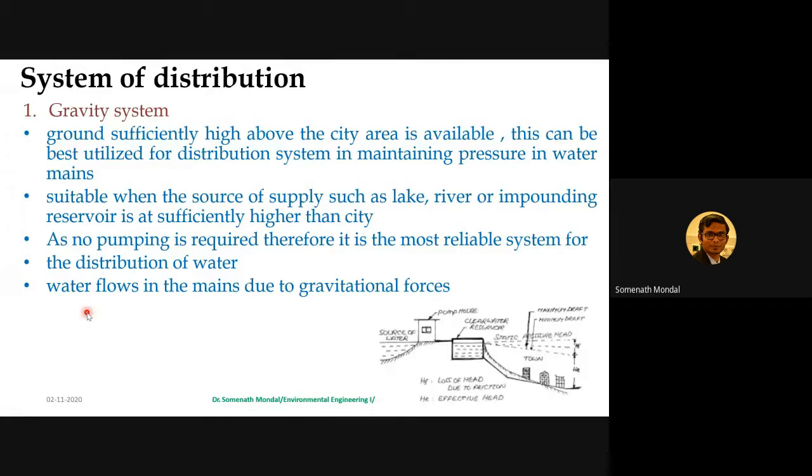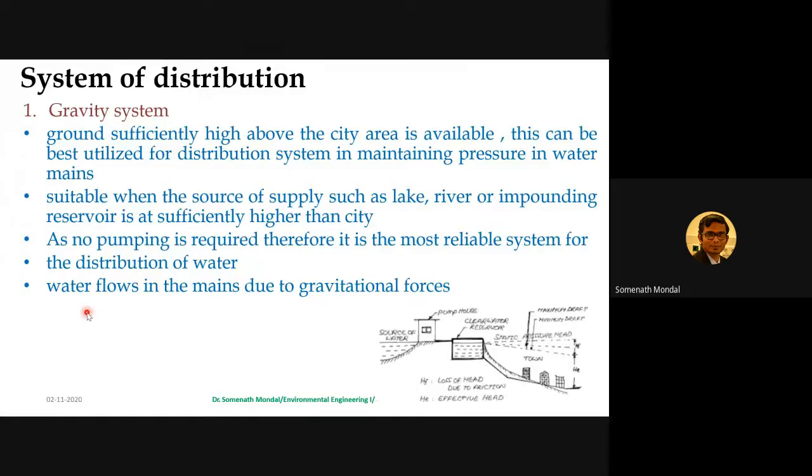Fine. So this is suitable when the source of supply such as lake, river or impounding reservoir is at a sufficiently higher elevation, as no pumping is required. Therefore, it is the most reliable system for the distribution of water, and water flows in the mains due to gravitational force. So this is the most important aspect, since there is no pump or other machinery involved in creating pressure in the distribution system. So this system is quite reliable. Whatever happens, you can rest assured that you will get uninterrupted water supply with constant pressure at the consumption point because of the topographical advantage.